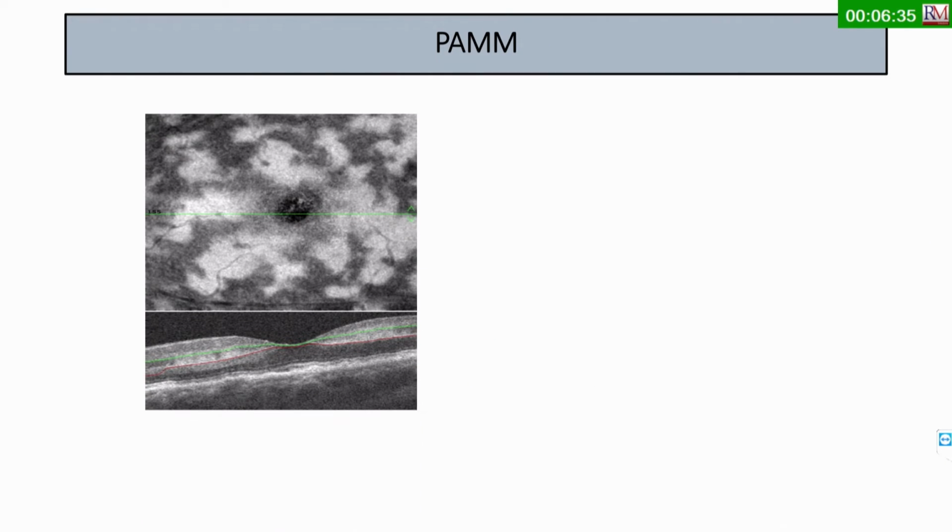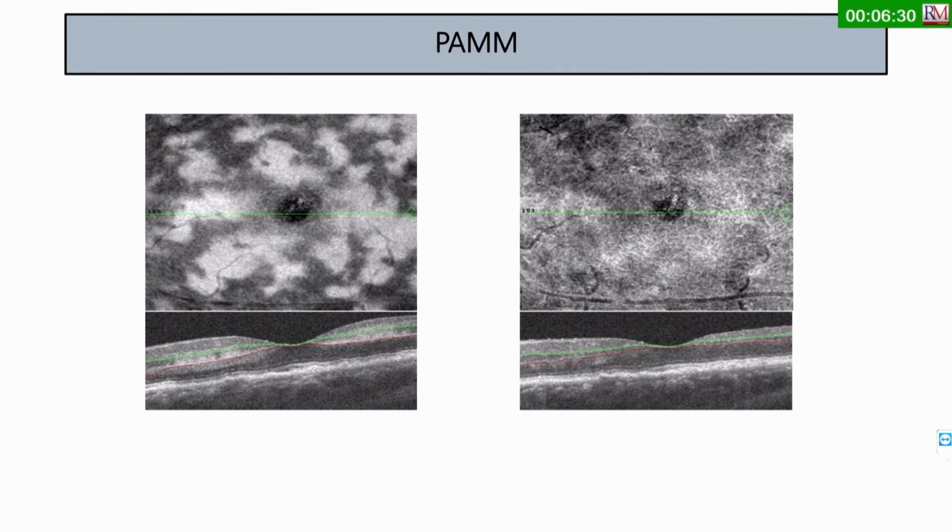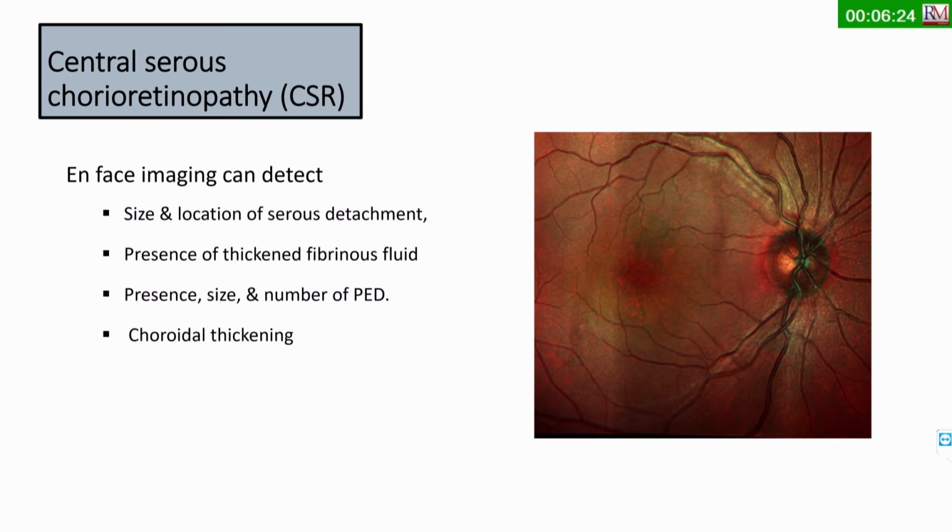Also, en face imaging can be used for following up these patients. Here, a patient with perivenular pattern of PAMM, and here is the same patient after resolution of the PAMM lesion on en face imaging, with resultant thinning of the inner nuclear layer in the spectral domain OCT.